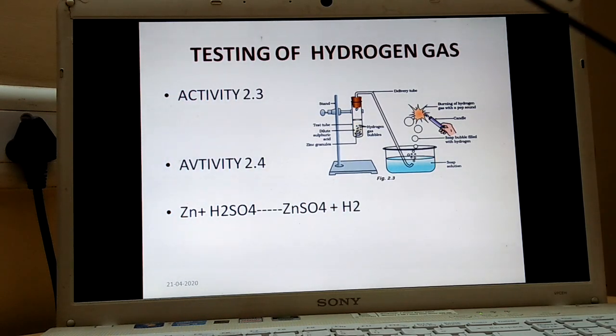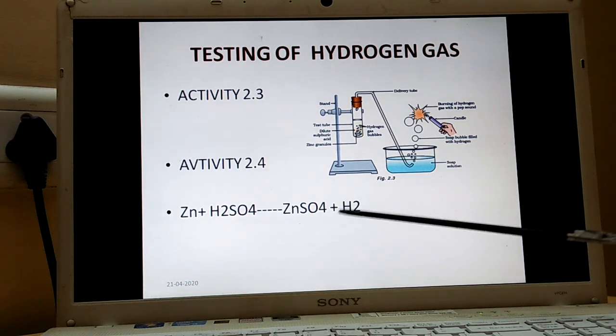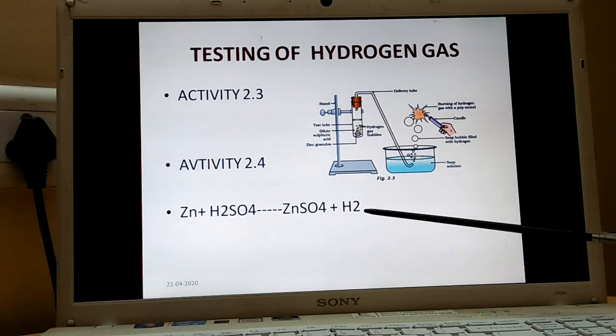Now the hydrogen gas which was released in the previous equations can be tested with the help of this experiment. Testing of hydrogen I have explained. Here in this test tube, what is taken? Zinc granules. And what is added? I have taken sulfuric acid, but you can take hydrochloric acid also, but the reaction will be fast. In this case, whenever zinc is made to react with sulfuric acid, the compounds formed are zinc sulfate plus hydrogen.